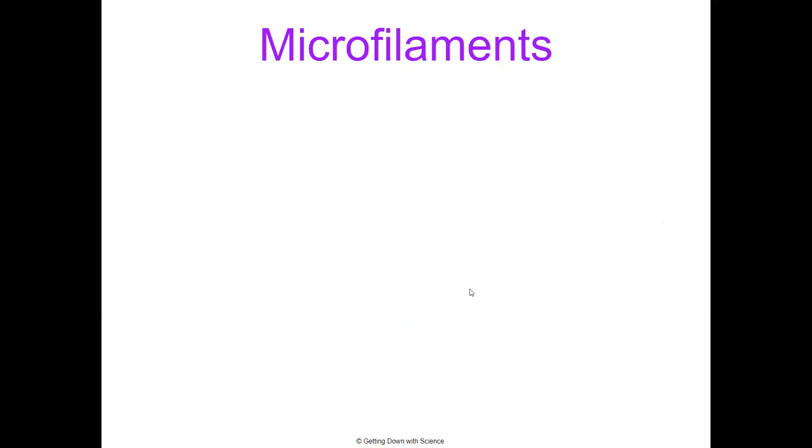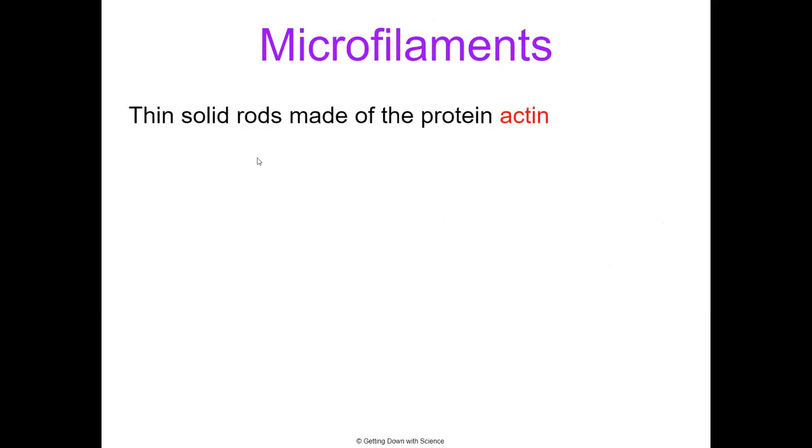Okay, the next one is our microfilaments. So these are thin solid rods. So these would be more like a little bamboo skewer that you might use to put food or something on, because they're solid all the way through, whereas the microtubules were more like little straws. So these are made of a specific protein called actin. It's one of the key materials that allows your muscles to contract.